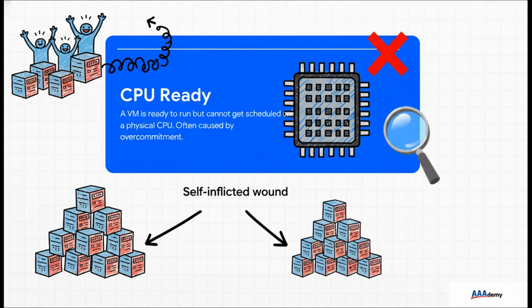Think of it like this. Your virtual machine has its running shoes on, it's at the starting line ready to go, but it's stuck waiting for a physical CPU to become available. If you see this number consistently hanging out above 5%, that's a huge red flag. And you know what? It's often a problem we create ourselves by giving VMs way too many virtual CPUs.